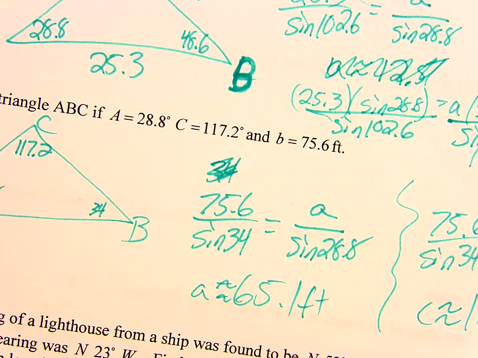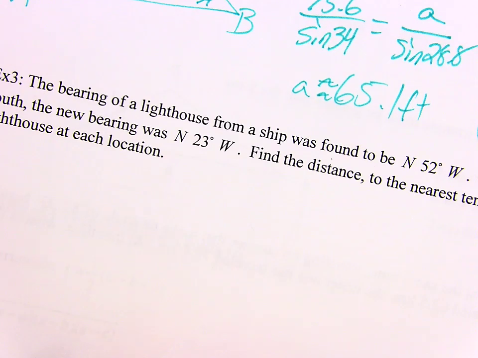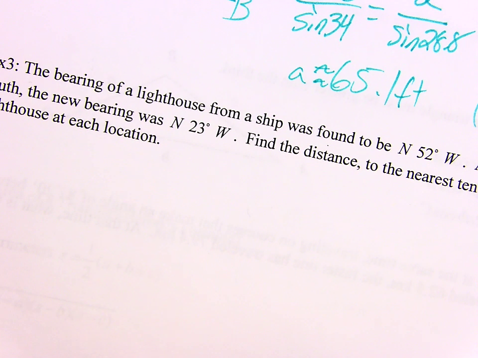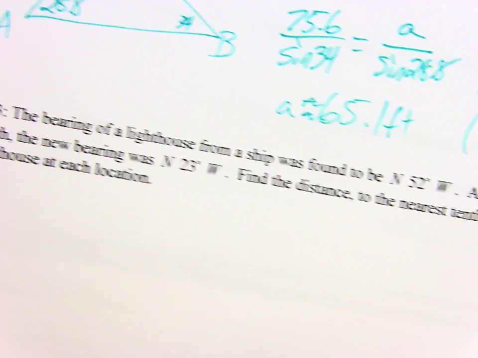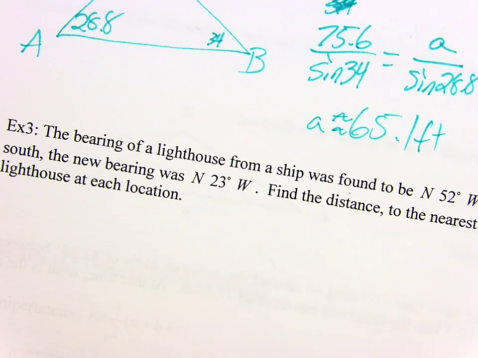All right. Let's try example 3. Try and draw the diagram without me telling you how to do it. Bearing of a lighthouse from a ship, north 52 west. The ship is going to sail 5.8 kilometers due south. New bearing is north 23 west. Find these distances. So, don't try and solve anything yet. Just draw yourself the diagram. See if you can figure out how to draw the diagram without me doing it.